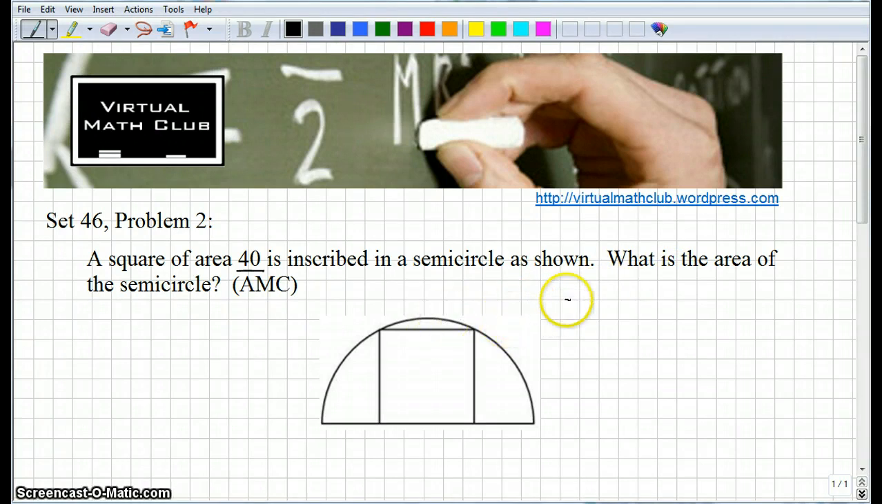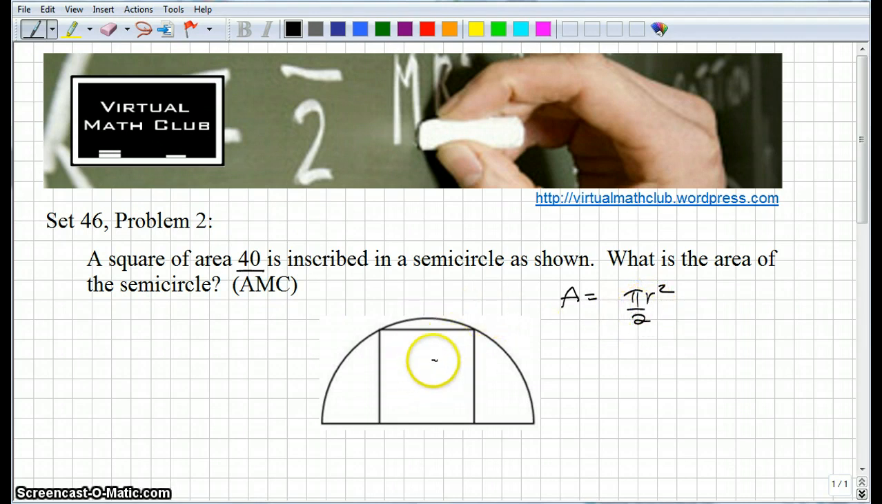Well, what do I need to know to figure out the area of the semicircle? So first, the area of a circle is just pi r squared, right? So a semicircle would just be half of that. Alright, so if I knew r, if I knew the radius of the circle, I'd be in good shape, right? But I don't know r. All I'm given is this square.